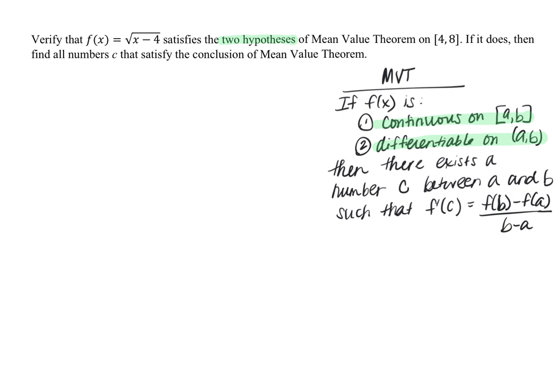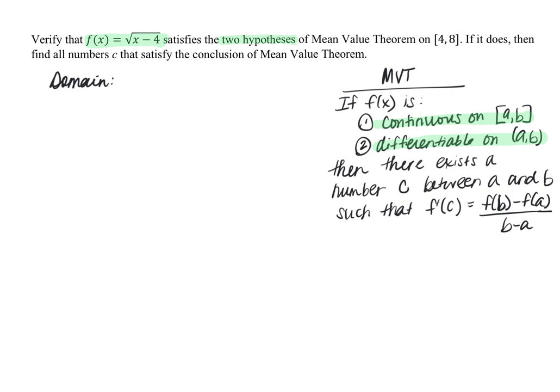We know that the function that we were given is a root function, specifically a square root function, and the parent function is the square root of x. The -4, remember, all that's doing is shifting the graph to the right 4. So we know from our prior experience with square root functions that they are definitely continuous over their domains. So we just need to determine the domain of this particular function.